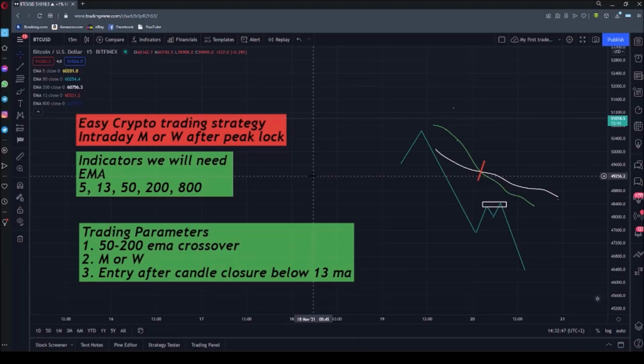In this video, we are going to be talking about an easy crypto trading strategy, which is basically an intraday M or W after a 50-200 crossover. If you apply this particular strategy very well, you will see results of up to 90% accuracy, based on past experience.